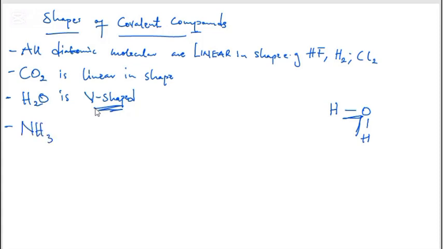NH3 is your ammonia. How is ammonia formed? I don't want to go through the details, but nitrogen is a group 5 element, so it has a covalency of 3. This is your nitrogen. It has 5 valence electrons, so it needs 3 more.